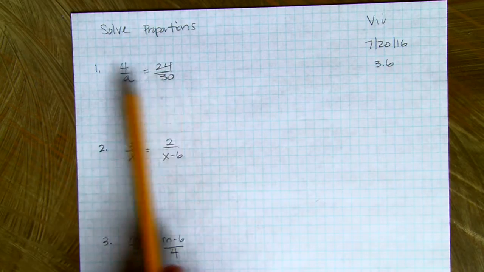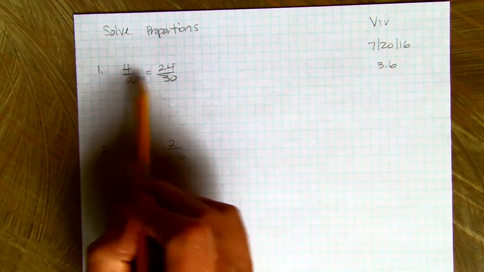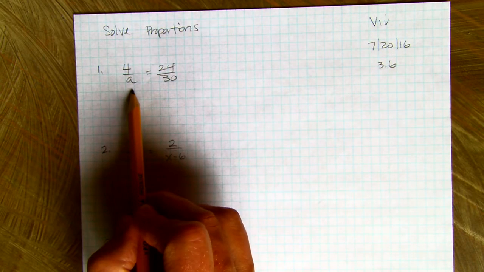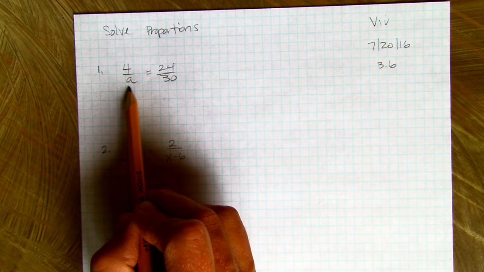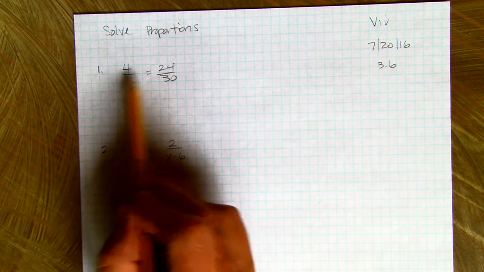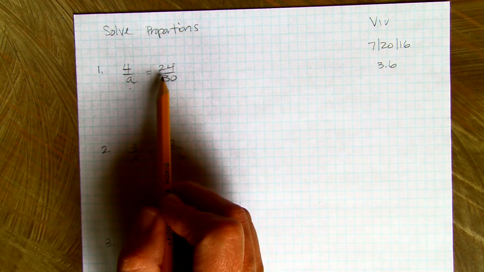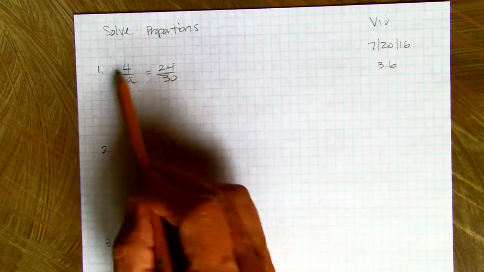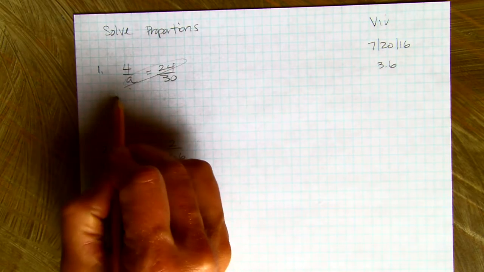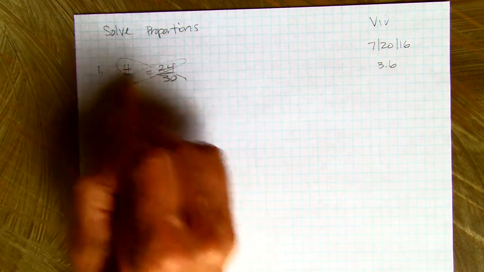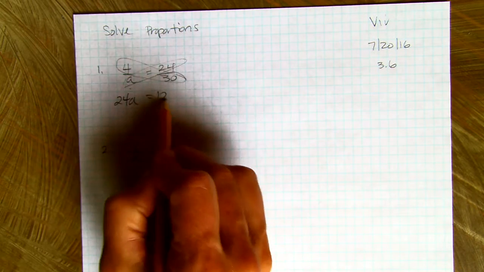So this is where they're talking about using cross products. Often I find that students, when the unknown is in the denominator, at least 50% of the time get it wrong. They'll divide both sides by 4. Well, you can't do that. So this is where using cross products is helpful. And that just means you can multiply this by that and set it equal to this times that.